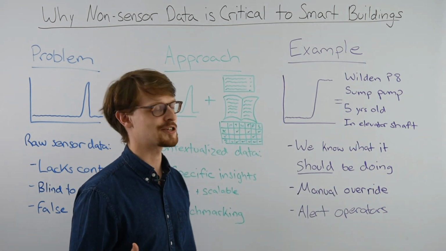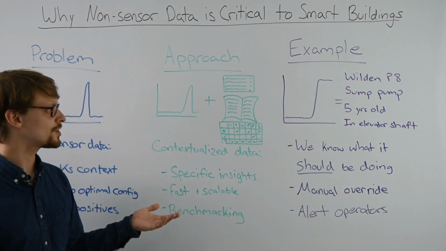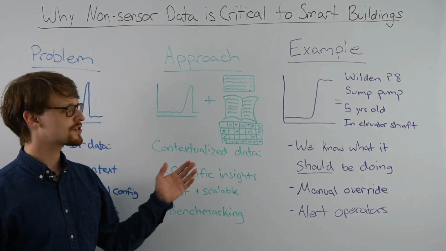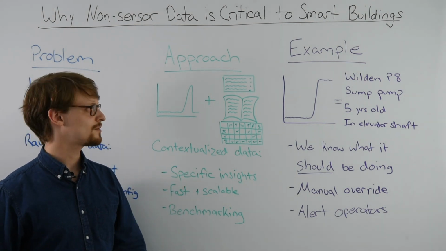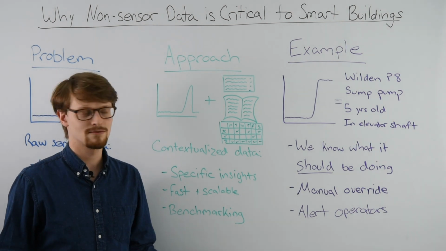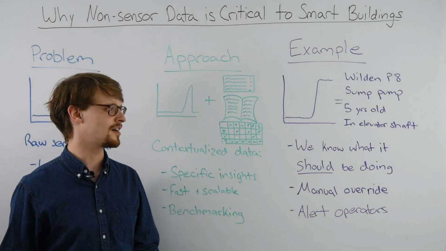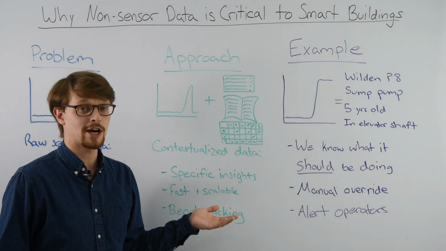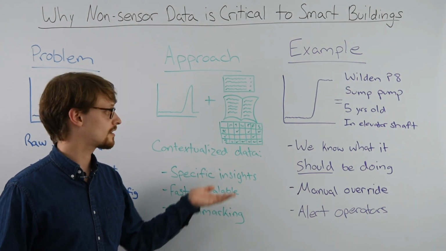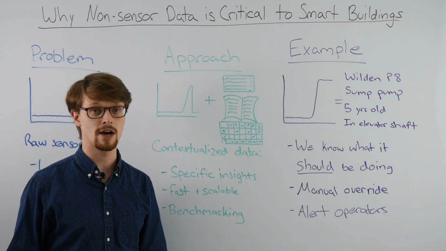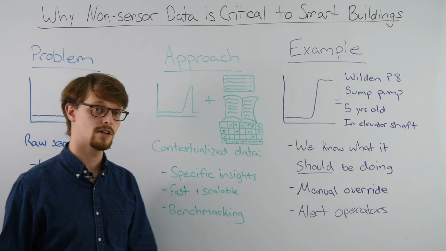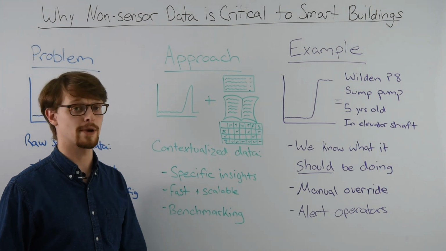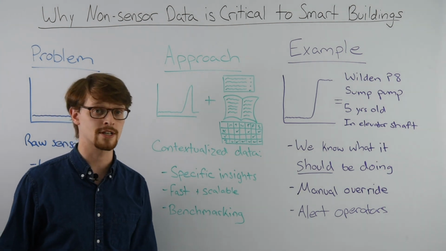So that's where non-sensor data comes in. The approach of gathering non-sensor data is to gather stuff like the nameplate information. What size of pump is this? What size of elevator motor is this? Collect the operations manual. How do you actually fix it if it goes wrong? Collect the maintenance schedule. When should it be going down? When should it be coming back up? Where is this located? Where's the picture of it? So we can actually see where it is.